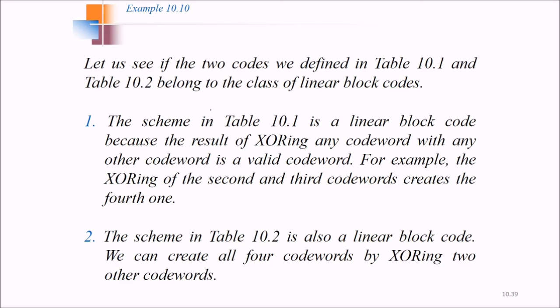So we'll see whether the 2 codes we defined in tables 10.1 and 10.2 belong to the class of linear block codes or not. The scheme in table 10.1 is a linear block code because the result of XORing any code word with any other code word is a valid code word. For example, you can XOR the second and third, and you can create the 4th one. And table 10.2, if you recall, is also a linear block code because we can create all the 4 code words just by XORing 2 other code words.